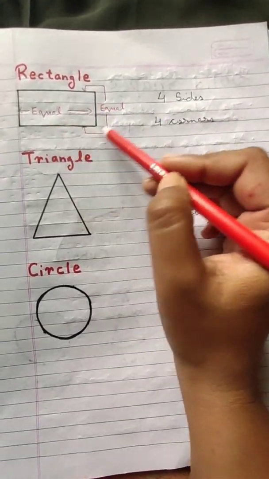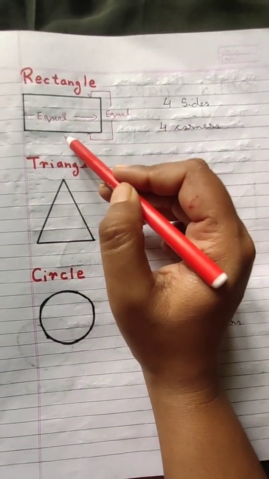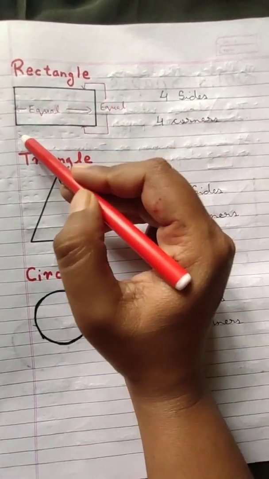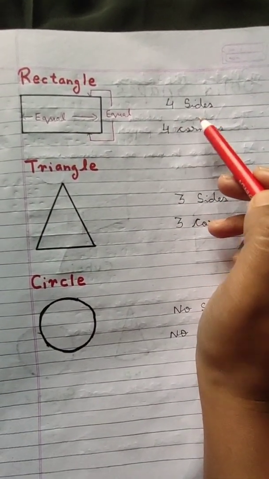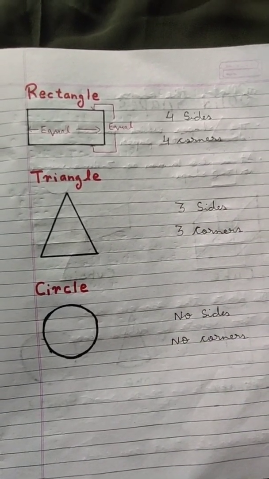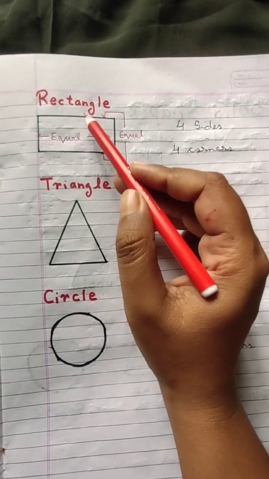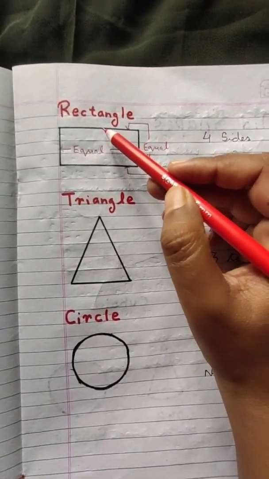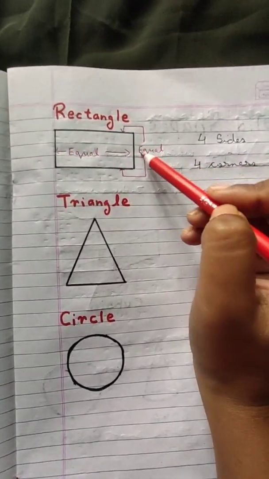Rectangle. This is the shape of a rectangle, and a rectangle has 1, 2, 3, 4 sides and 1, 2, 3, 4 corners. So a rectangle has 4 sides and 4 corners, similar to a square. But in a rectangle its opposite sides are equal. Like here you can see, these two opposite sides are equal and these two opposite sides are equal.